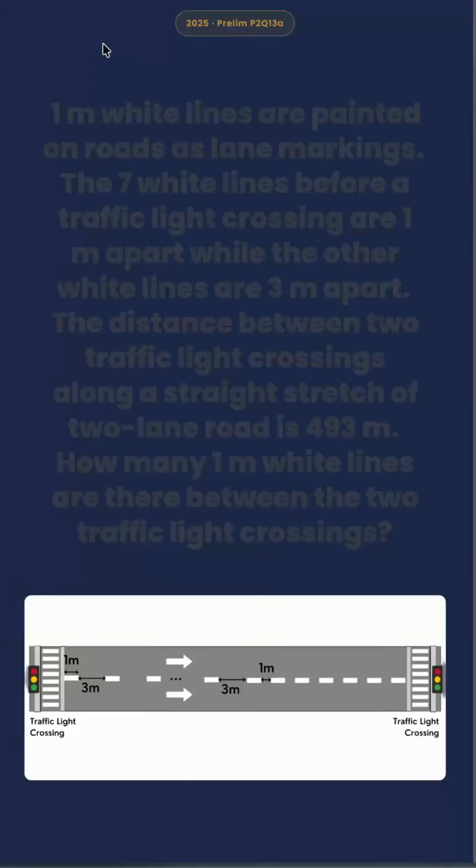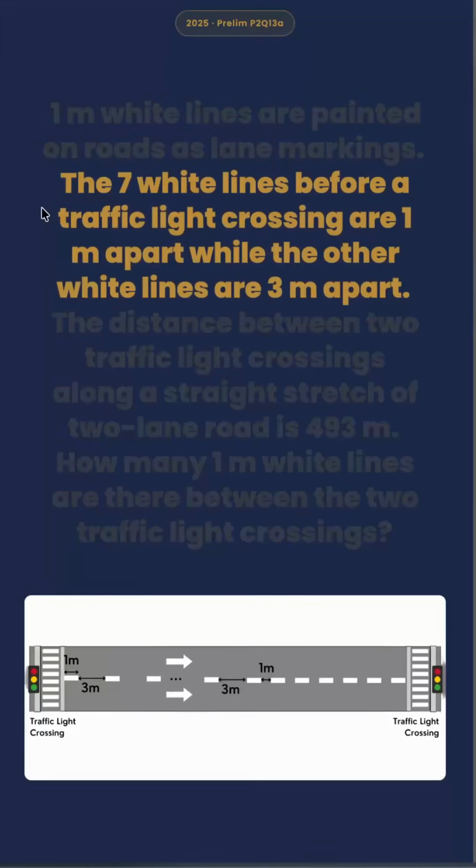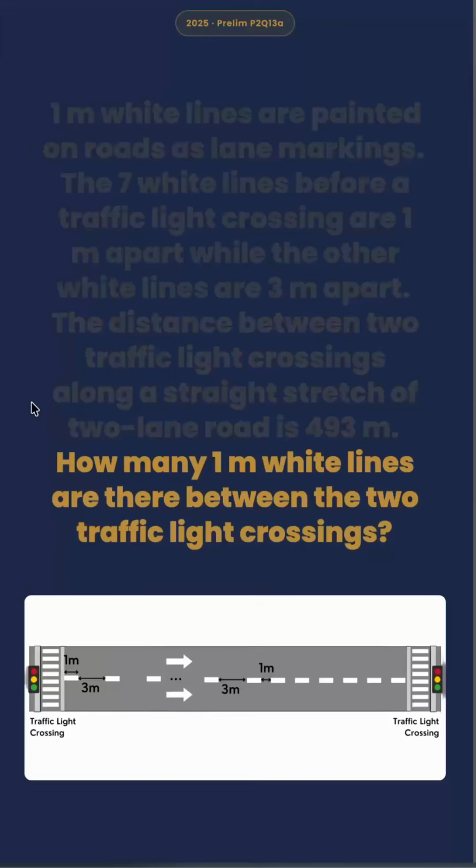Question 13, Part A. 1 meter white lines are painted on roads as lane markings. The 7 white lines before a traffic light crossing are 1 meter apart, while the other white lines are 3 meters apart. The distance between 2 traffic light crossings along a straight stretch of 2-lane road is 493 meters. How many 1 meter white lines are there between the 2 traffic light crossings?